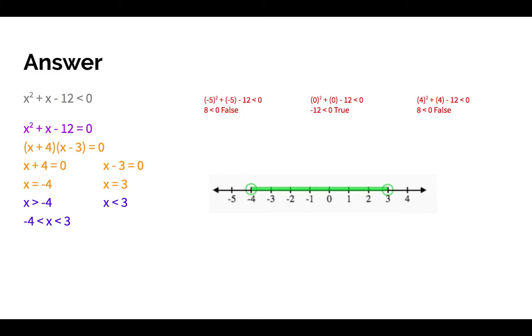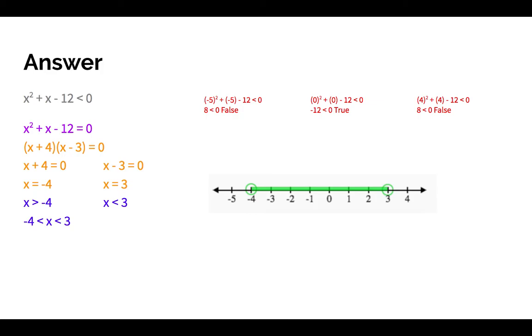I tested -5 from the left section. It was false. I tested 0 from the middle section. It was true. And I tested 4 from the right section, and it was false. So I knew my solutions lived in between -4 and 3. So I went and wrote my inequalities: x greater than -4, x less than 3.